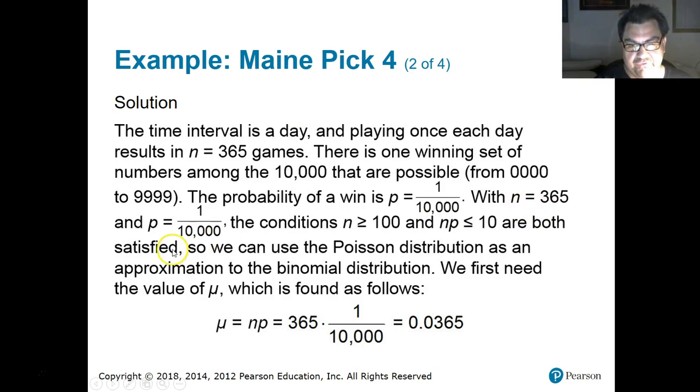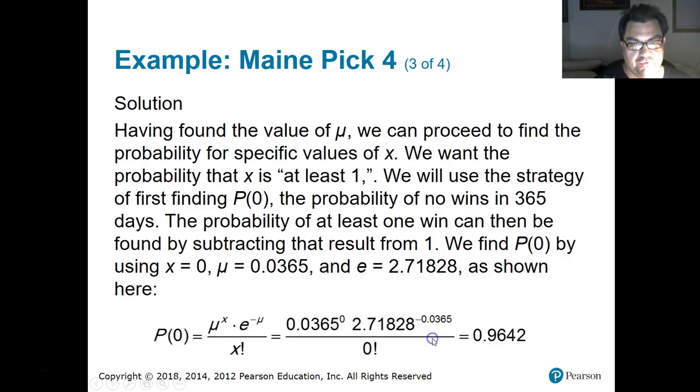So n is 365. n times p is 0.037. That is less than 10, so we can definitely use the Poisson distribution. All right. Mu to the x, e to the minus mu, over x factorial, with x equals 0. So the chance of you never winning at all is 0.9642. So about a 96.42% chance that you won't win after playing for a year.